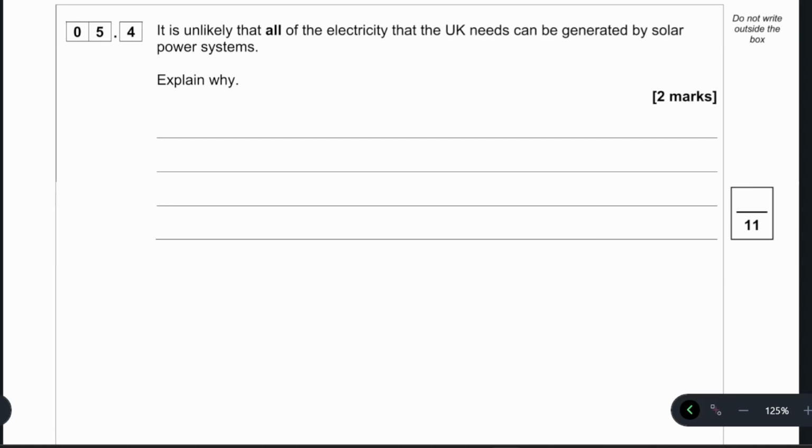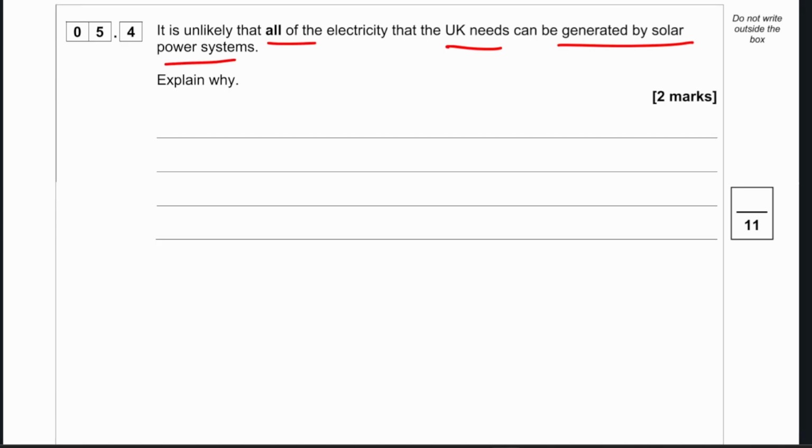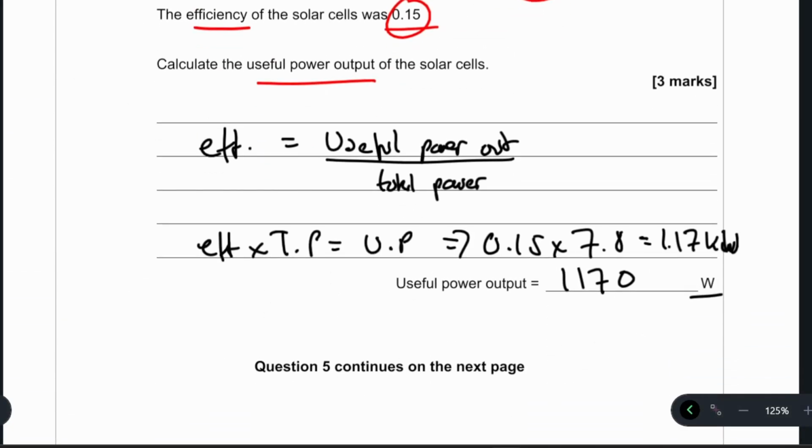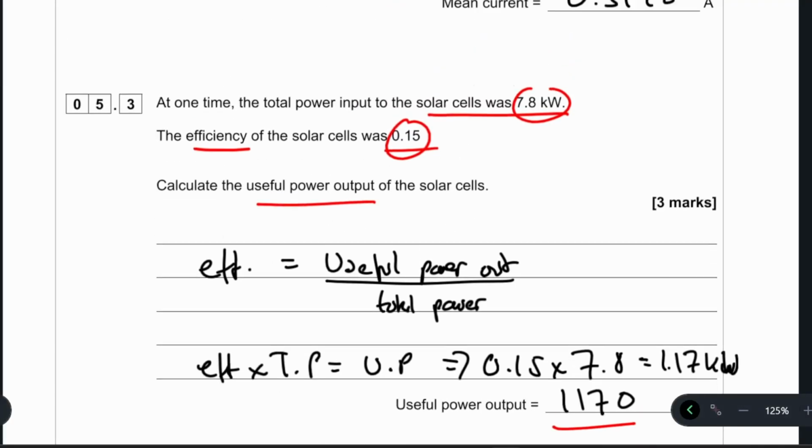Cool. Now for the last part. It's unlikely that all of the electricity generated that the UK needs can be generated by solar power systems. Explain why. So what we want to do is use the information that we gathered in the previous parts of the question to answer this. So we just worked out that one solar panel or one set of solar panels on a roof has a useful power output of 1170 watts.